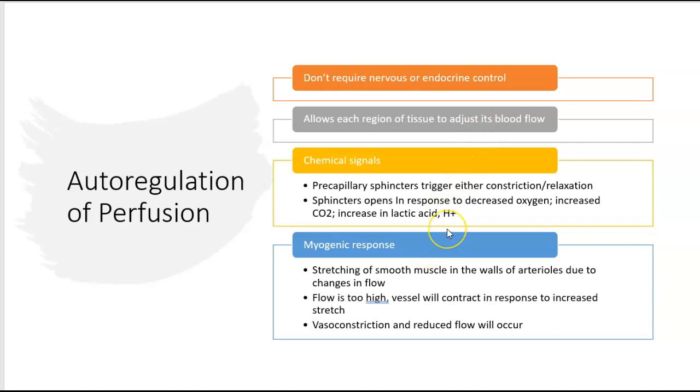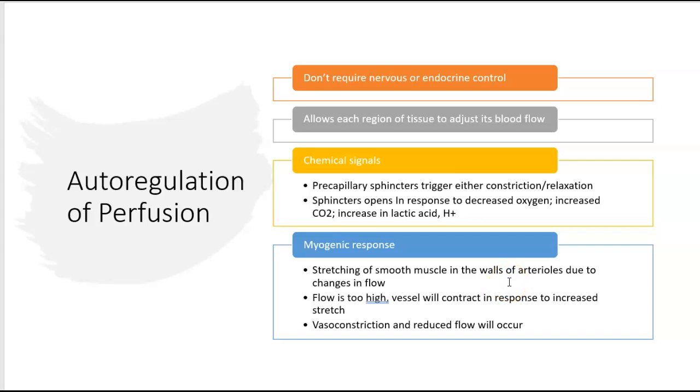There are chemical signals. So these are going to work at the level of the precapillary sphincters, and they're going to help trigger either constriction or relaxation. So remember, these are going to be those sphincters that are going to allow the capillaries to receive the blood. So the sphincters open in response to decreased oxygen, increased carbon dioxide, and increase in lactic acid or hydrogen ions, thus causing an increase in perfusion. The myogenic response is a reaction to the stretching of the smooth muscles in the walls of the arteriole, again due to changes in flow.